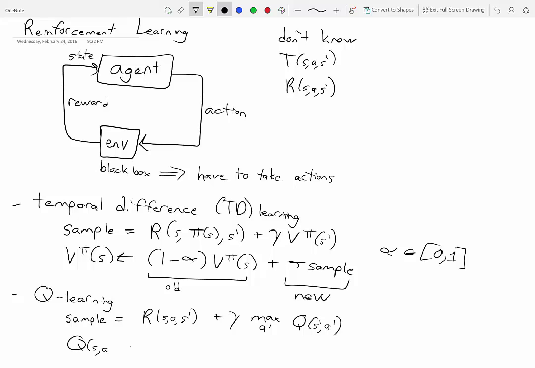We take our Q values and we need to update them. So it's going to be some fraction of the old Q value plus some fraction of our new Q value, which we had a sample of. So by running temporal difference learning or Q learning and interacting in the environment, we can get estimates for either our value function or our Q values. And in the solutions, which I'll do next, we'll see how to actually run these algorithms.